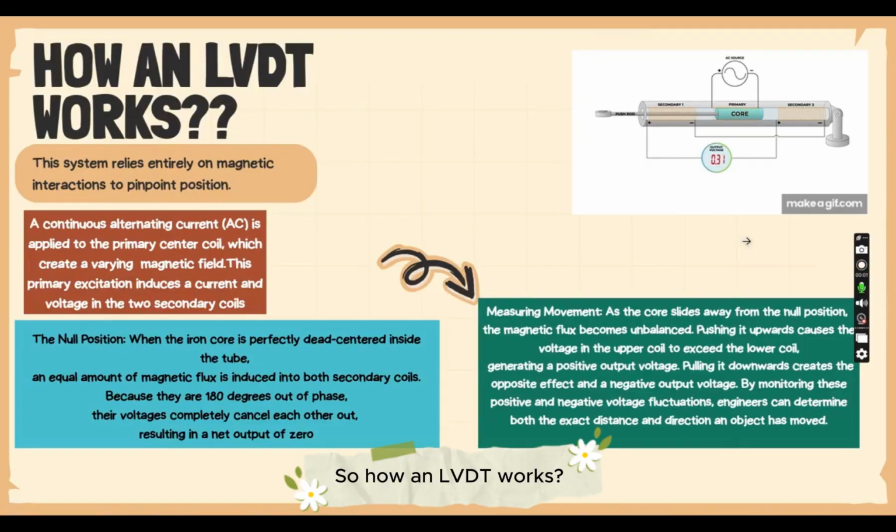Okay, so how does an LVDT work? It actually acts like a transformer. It relies entirely on magnetic interactions to pinpoint position. A continuous alternating current, which is AC, is applied to the primary center coil, which creates a varying magnetic field. This primary excitation induces a current and voltage in the two secondary coils.